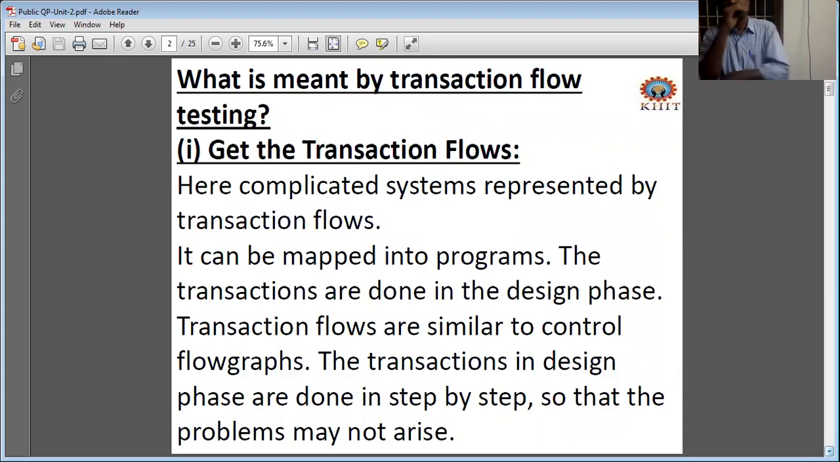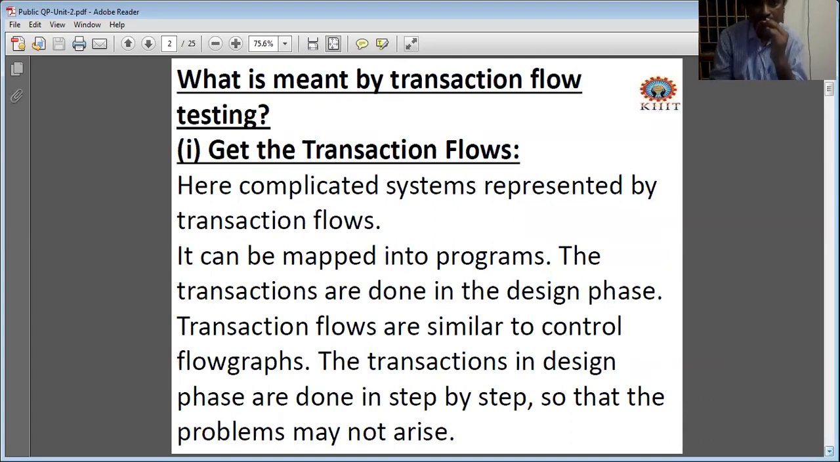What is meant by transaction flow testing techniques? In transaction flow testing, what is required first is to get the transaction flows.